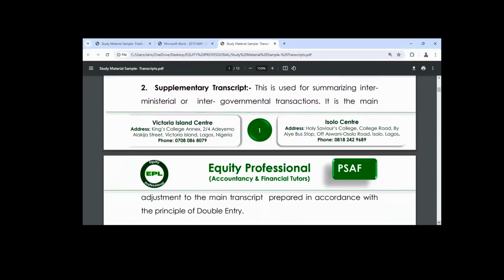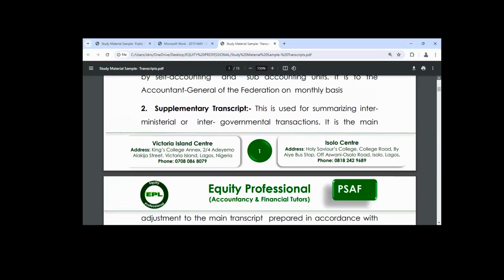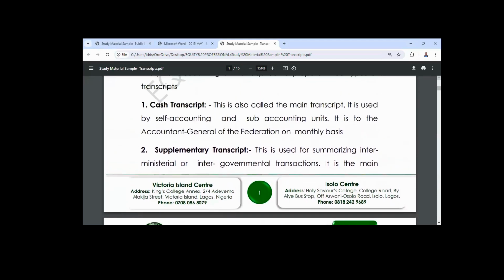Yes. Based on the cash transcript, there is a statement towards the end that is incomplete there. Okay, what is the statement? It is to the Accountant General of the Federation on a monthly basis. I feel like it is submitted. Eh? Okay, sir. Thank you, sir. Yeah. Okay.